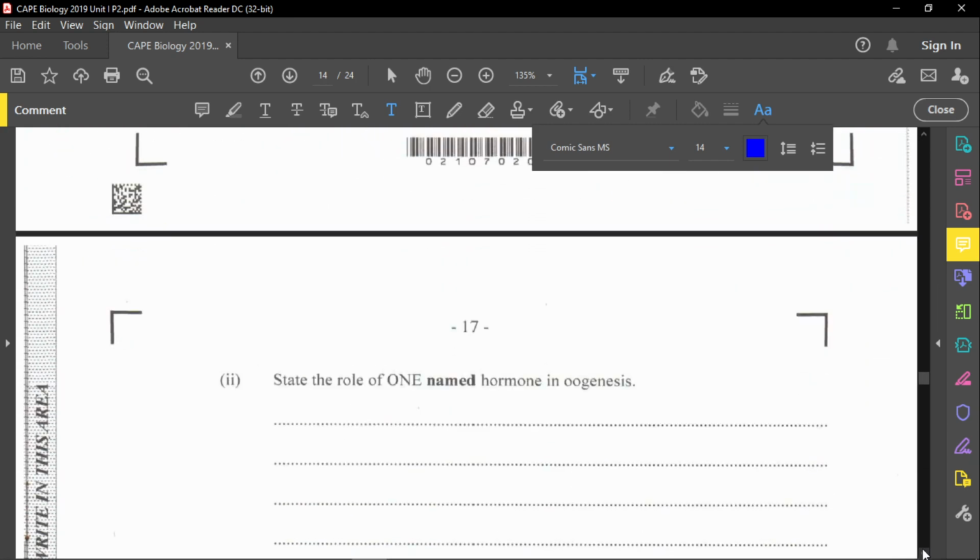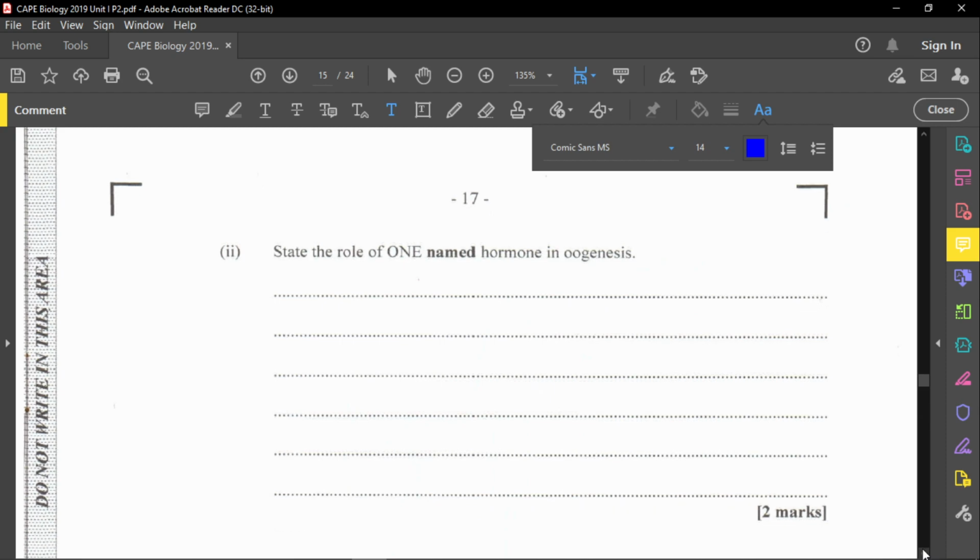All right, so now jump into the next part of the question. This one is asking us to state the role of one named hormone in oogenesis. I'm going to make this one really quick, because there are 2 hormones you really have to focus on when it comes to oogenesis. They say name one and state the function or role, but I'm going to talk about the 2 of them that are very important. I'm going to talk about FSH.